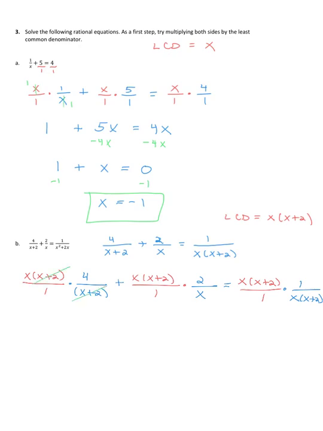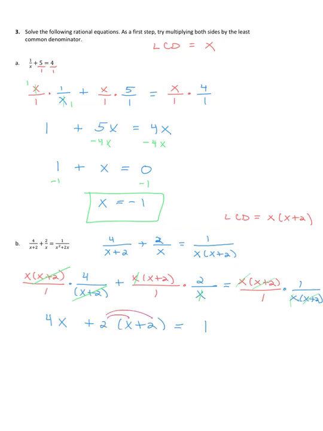I can cancel the x plus 2's, and that reduces this to just 4 times x, and the denominator is 1, so I'm not going to write it. For the next piece, I can cancel the x's, and that means I'm left with 2 times x plus 2, and on the other side of my equation, it's even better. I can cancel the x with the x plus 2 with the x plus 2, and the only thing that's left over is 1. So this is quite a lengthy step, but it takes this confusing equation down to a much simpler one. I'll distribute the 2 and solve it for x.